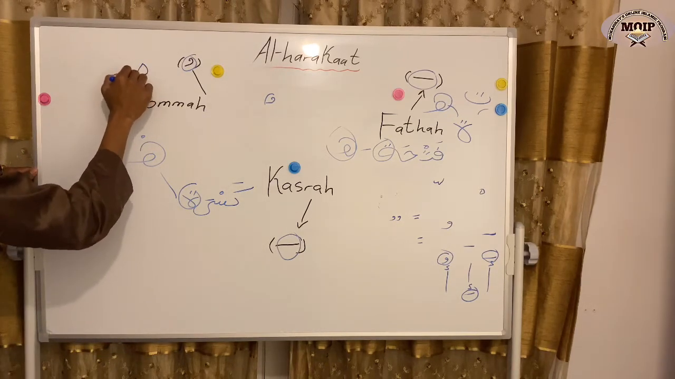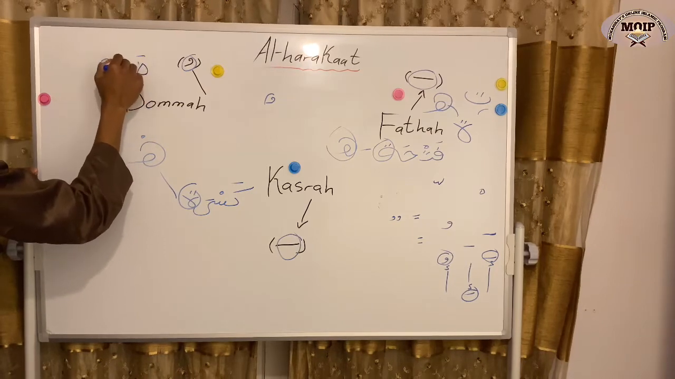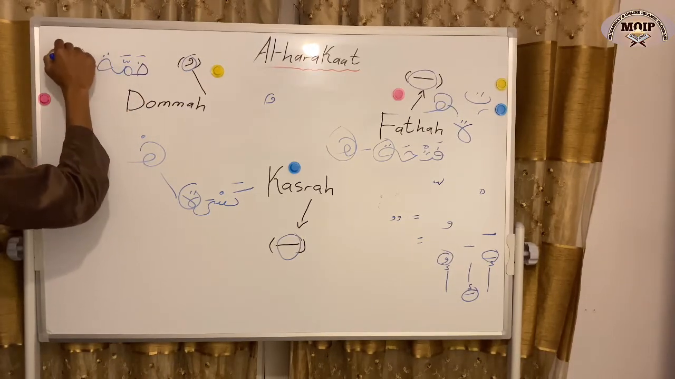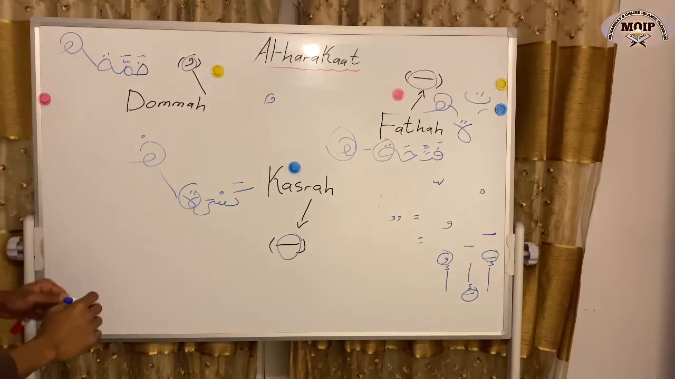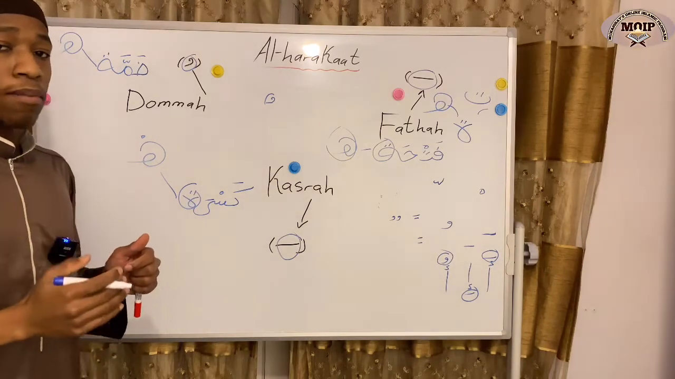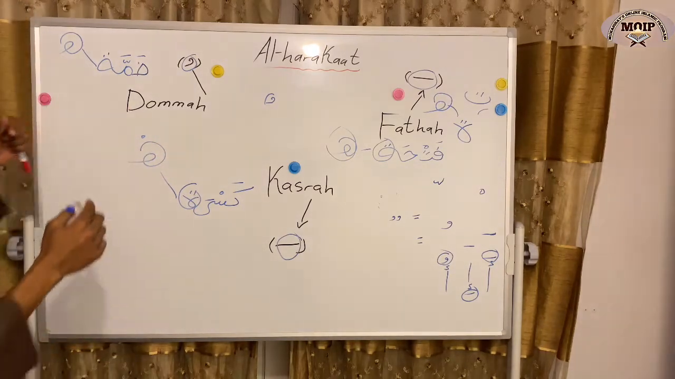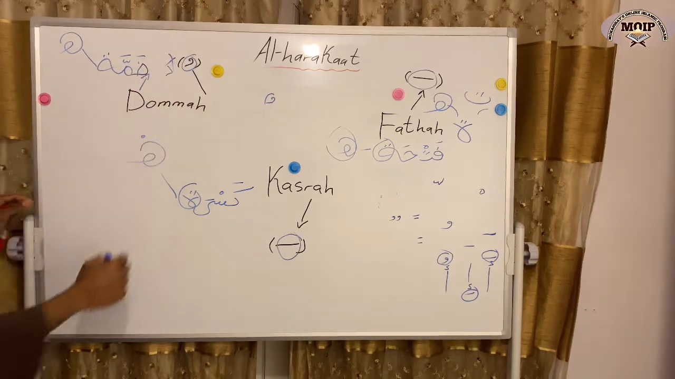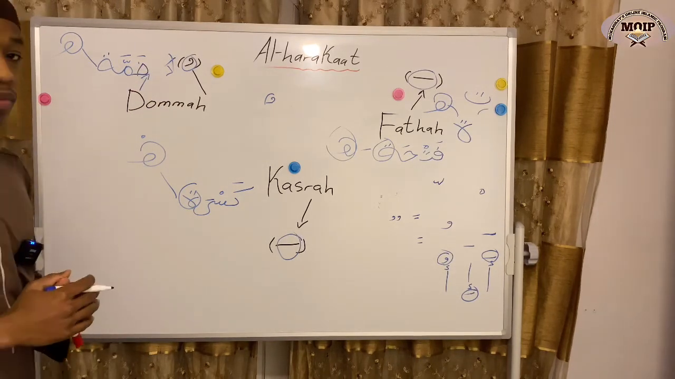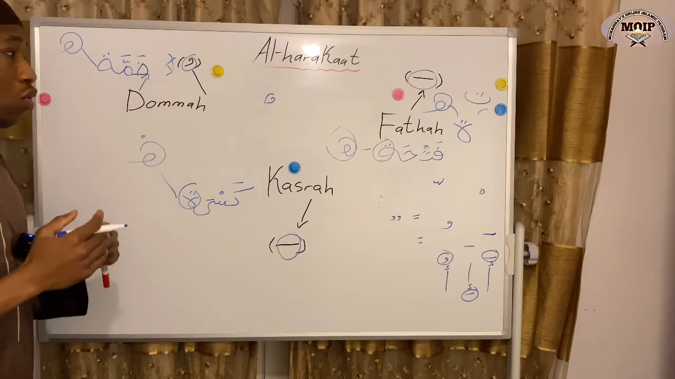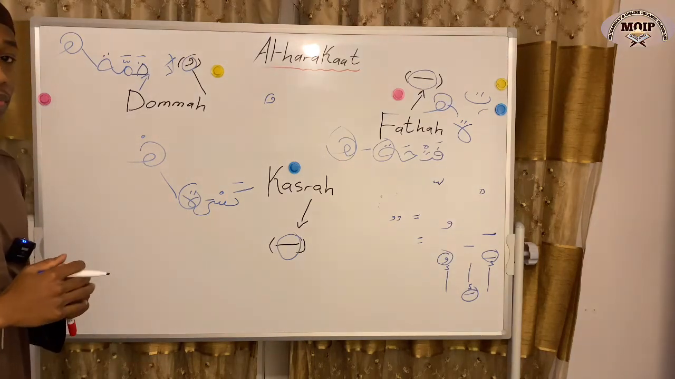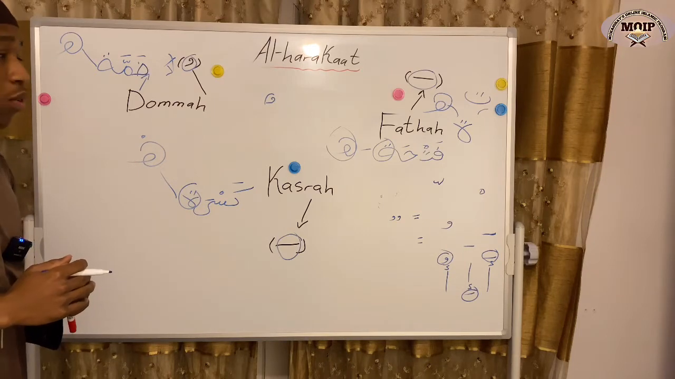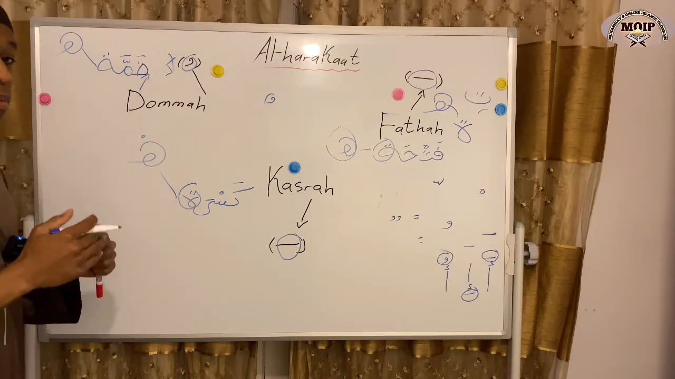Let's try to write it in Arabic. Good. Still we have the ta marbuta, so we're going to make the ha sound. Okay? Dhamma. And the D we make it dad, and not dal, please. Dhamma. Dhamma. One more time. Dhamma.